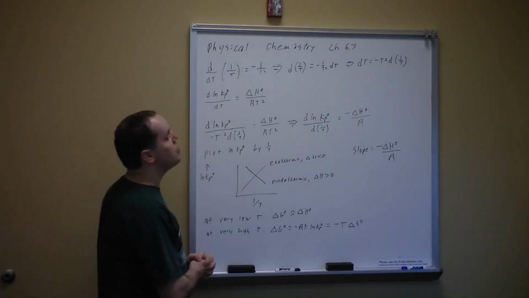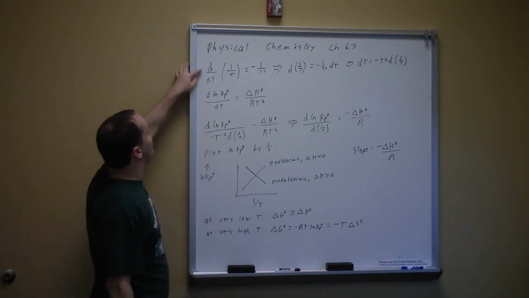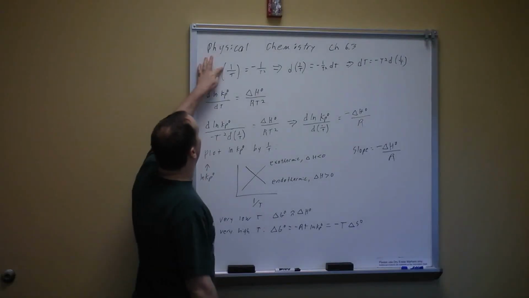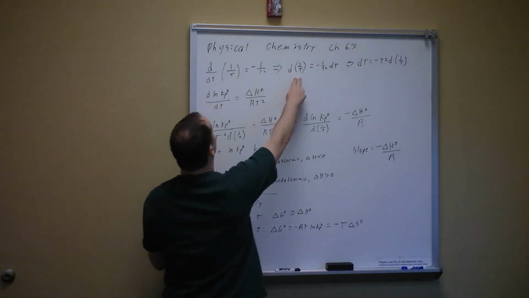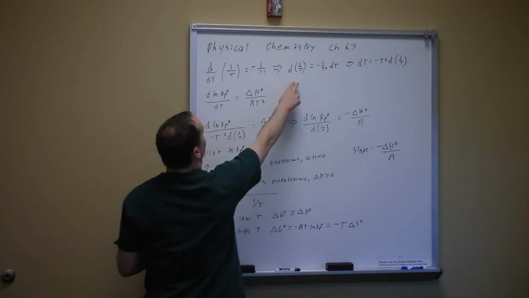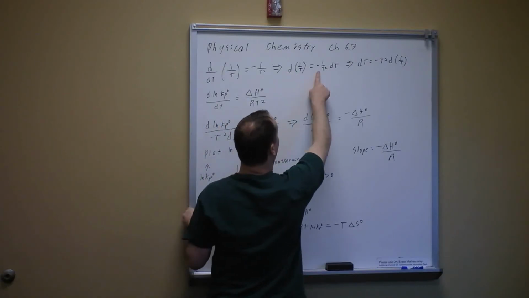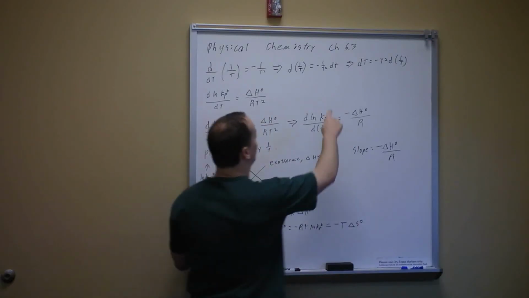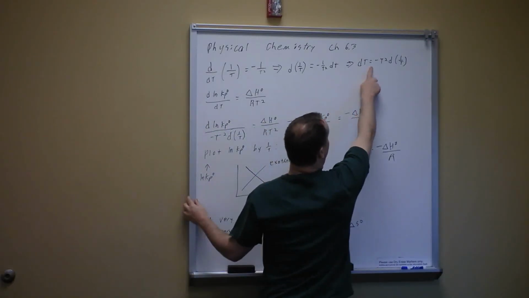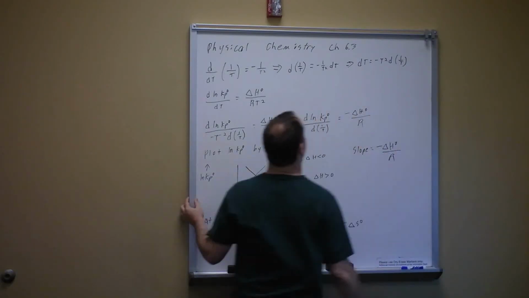This is Physical Chemistry, Chapter 6. We're finishing up Section 3 now. Remember, the derivative with respect to T of 1 over T is equal to minus 1 over T squared. Doing algebra on that, just multiplying by dT, we get the differential of 1 over T is equal to minus 1 over T squared times the differential of T. Therefore, dT is equal to minus T squared d(1 over T).